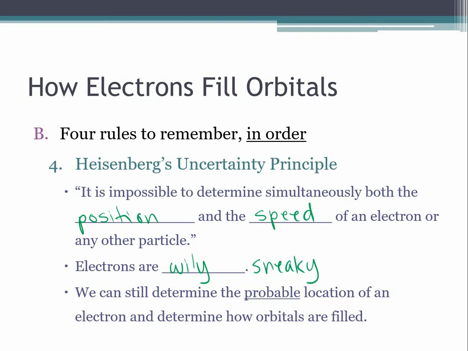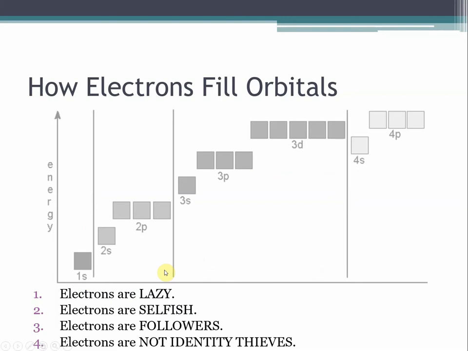All right, so let's see this in practice here. Remember, your 4 rules that affect how your electrons fill orbitals. Electrons are lazy, selfish, followers, and not identity thieves. So let's do an example with carbon. Carbon has 6 electrons. Right, this is carbon. Carbon has 6 electrons. So to figure out how those electrons are going to fill up our different orbitals, because each of these boxes here is an orbital, to figure out how we're going to fill each of these orbitals, we're going to follow our 4 rules and we're going to do it in order.